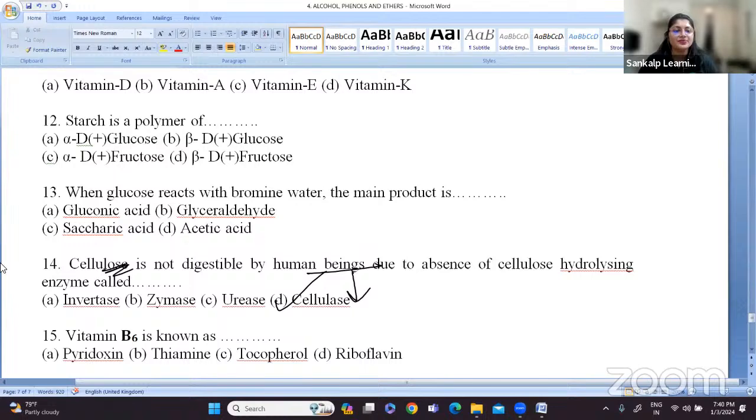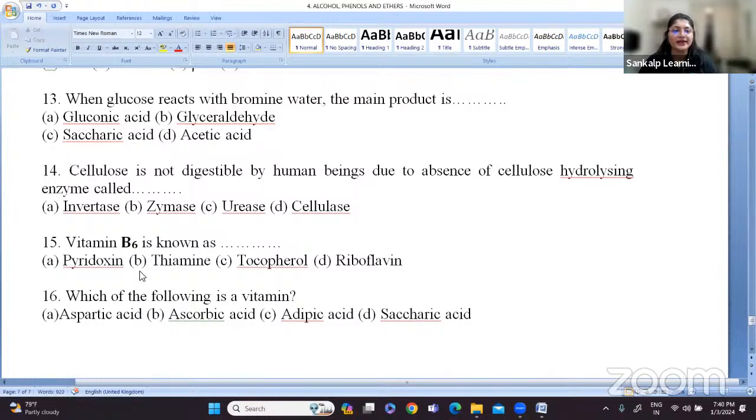Next question: vitamin B6 is known as: A. Pyridoxine, B. Thiamine, C. Tocopherol, and D. Riboflavin. Vedvati, Priyanka, and Netravati have answered it as A. Others? Yes, it is called pyridoxine.